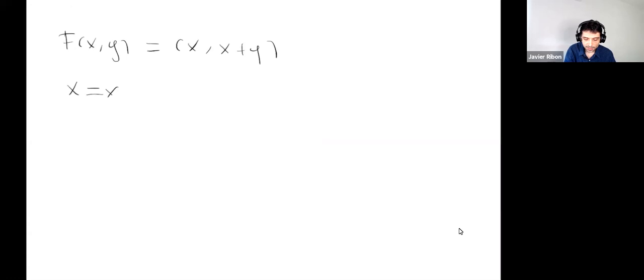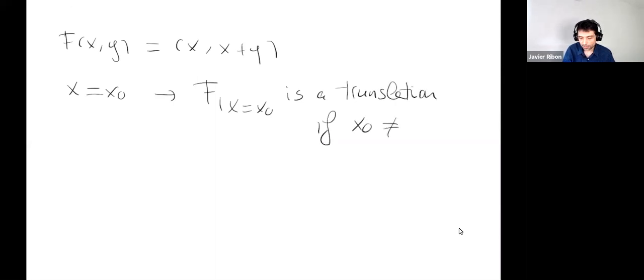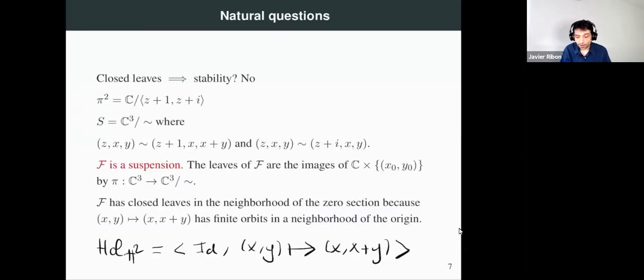And when you fix x equal x0, the restriction of f to this line is a translation. Well, it's a translation if x0 is different than 0. It's a non-trivial translation in that case. And translations have finite orbits in bounded domains. And in the case in which x0 is 0, then it's even simpler because all points are fixed, so the orbit of every point is itself. So all orbits are finite, and because of that, we have that leaves are closed in the neighborhood of the 0 section. So we have closed leaves, but we do not have stability.